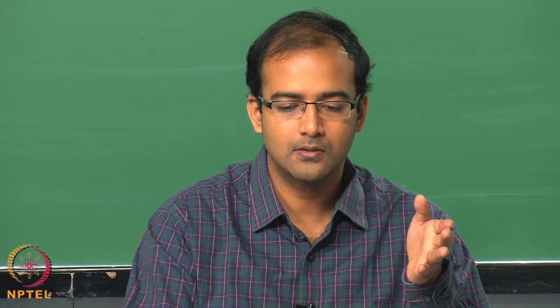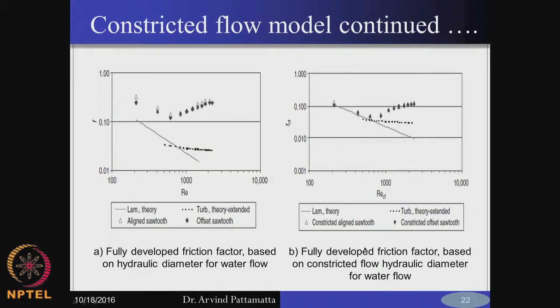right. So, unless you account for the roughness properly, that means you take into account the constricted flow model, and you use the appropriate correlation based on the constricted flow model, only then will it match with your experimental data. Otherwise, your experiment will be on the higher side, as you see here, compared to the theory, okay.